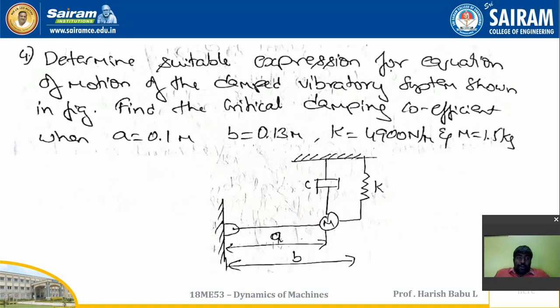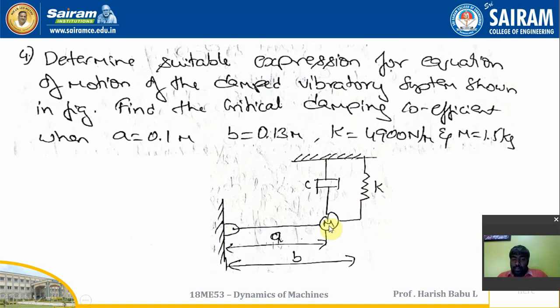So coming to the next problem: determine the suitable expression for the equation of motion of a damped vibrating system shown in the figure. Find the critical damping coefficient when a is equal to 0.1, b is equal to 0.013, k is equal to 4900 Newton per meter, and m is equal to 1.5 kg. So this is the system given.